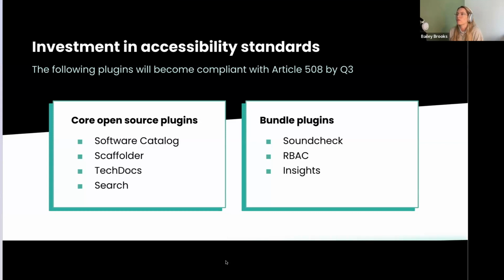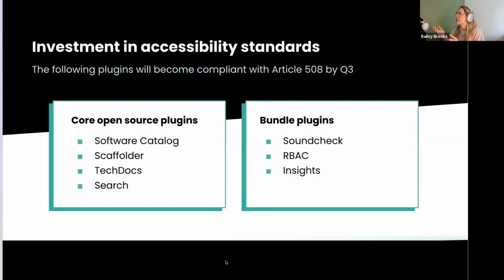We will be going for that for both our core open source plugins and our bundle plugins as well. Core open source plugins include software catalog, scaffolder, tech docs, and search. We're looking at hitting compliance for those around Q2. And then bundle plugins, which include Soundcheck, RBAC, and Insights, we're looking at Q3. There are a few other plugins as well that are going to be quick follow-ons there. So we're really excited about this work.